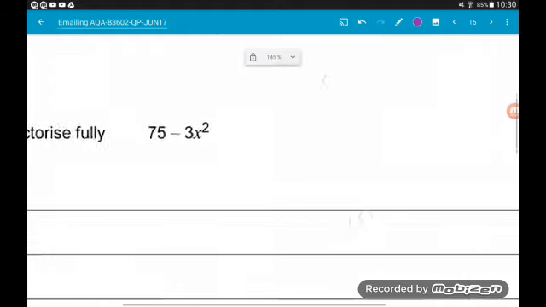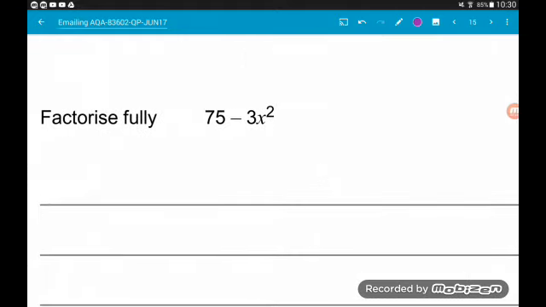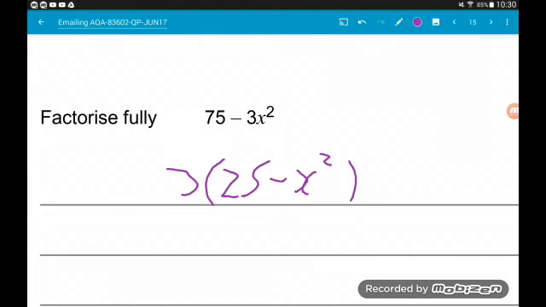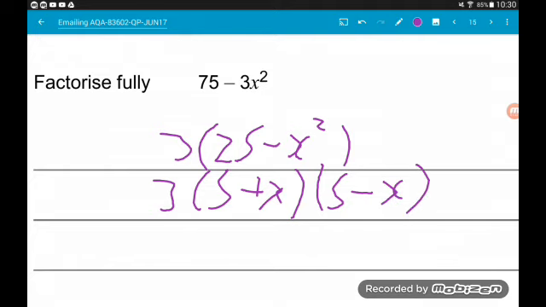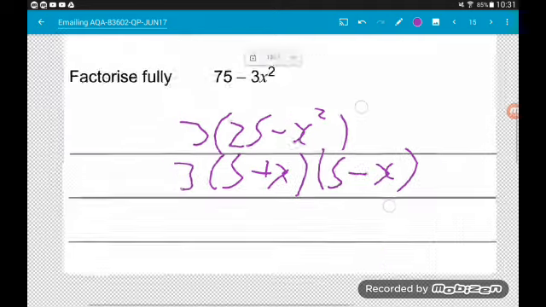Okay, 12a. Factorise fully 75 minus 3x squared. So first of all, we've got a common factor of 3. So we can write this as 3 lots of 25 minus x squared, like that. Now, this 25 minus x squared is an example of a difference of 2 squares. So this is going to factorise to 3 lots of 5 plus x times 5 minus x, like that. Jobs again.